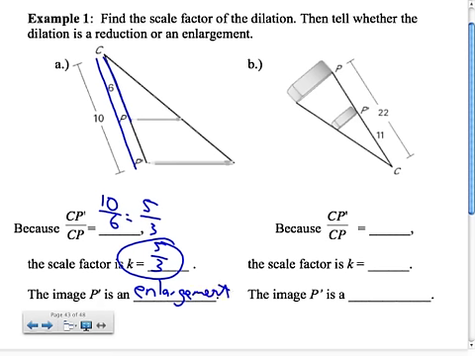Okay? If we look at diagram B, we can already see it's going to be a reduction because it's pretty obvious that P prime is smaller. So now when we look at the new length is 11, the old length or the original is 22. So we have new over old. So the scale factor is 1/2. Again, since the scale factor is less than 1, this thing is a reduction. Okay, we're getting smaller. Nothing new there. Should be all review.